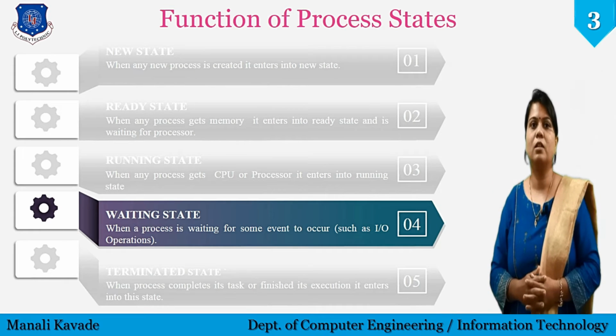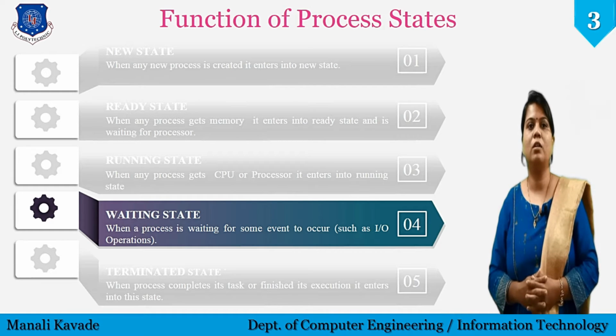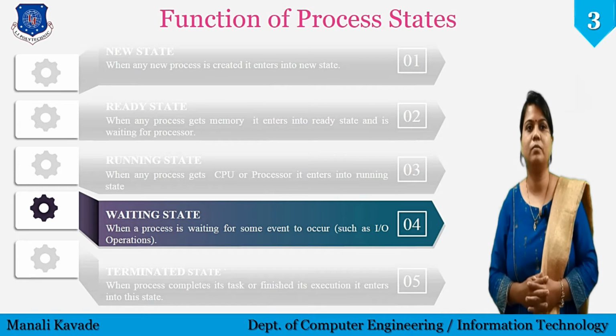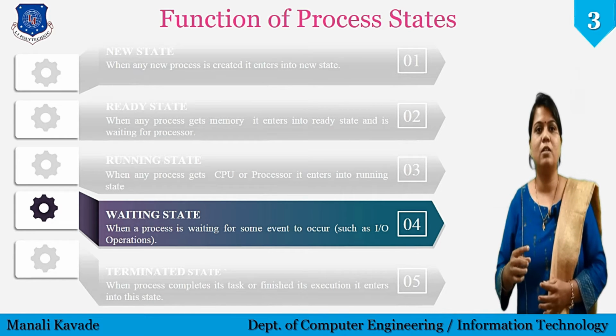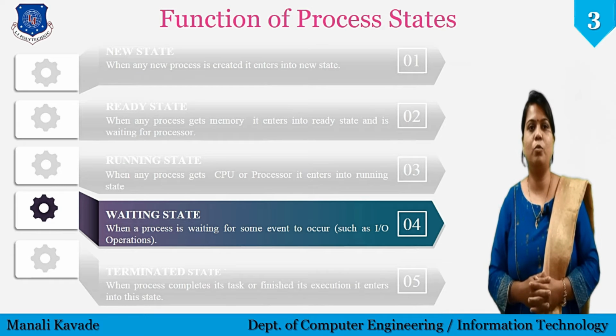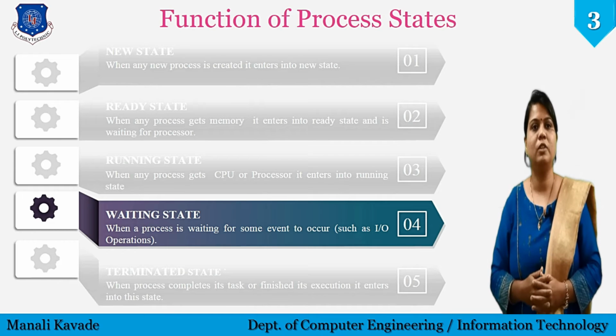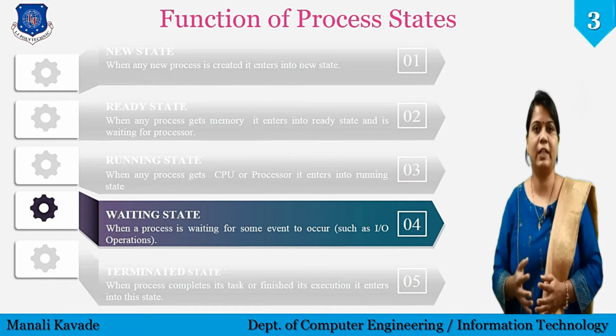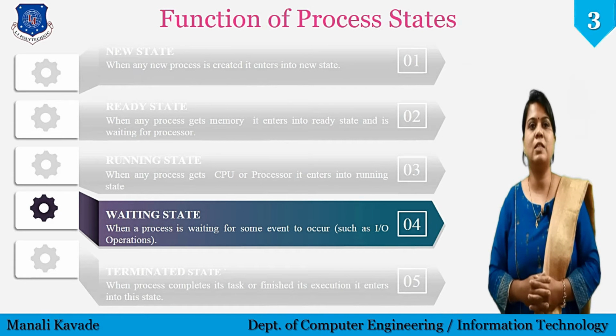A process which is in waiting state is waiting for some kind of input or output device, or you can say it is waiting for some input output completion. For example, consider that some process requires a printer to print documents, but that printer is being used by some other process. So the process will wait, or you can say it will enter into this state, that is the waiting state. It will be in this state till the printer becomes free.